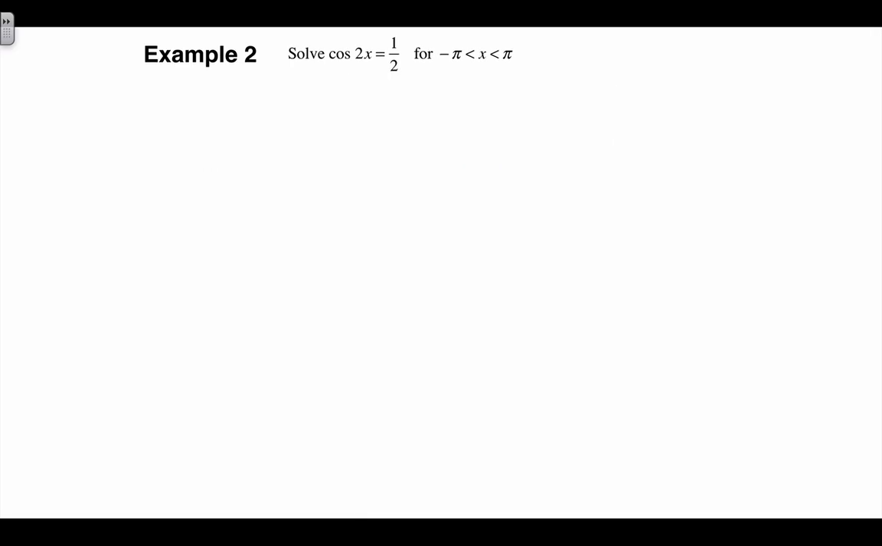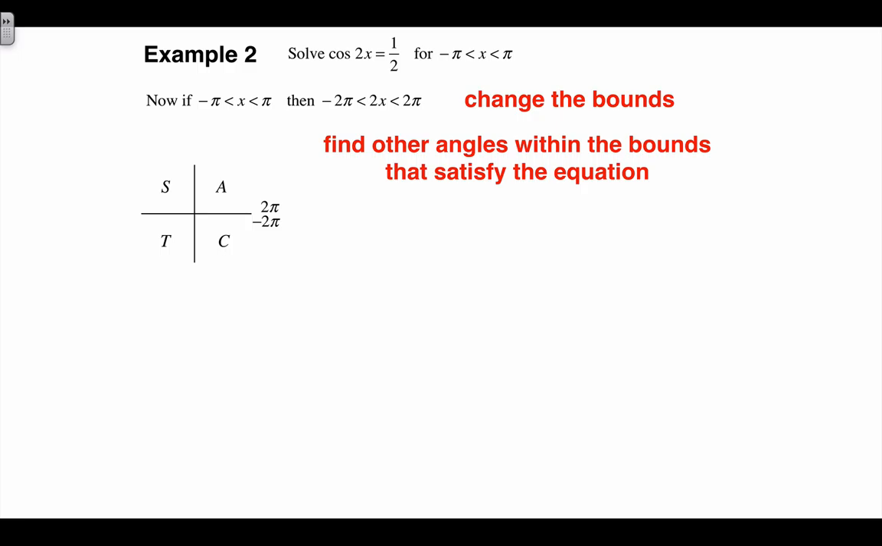Okay, a second question. Cos 2x is equal to a half. So it's a little bit different now to the first question because we're solving for 2x, not for x. I think the easiest way to do these ones is to first of all change the bounds. So originally we had minus pi was less than x is less than pi, but we want to know what happens for 2x. So we're multiplying everything by 2. Minus 2 pi will be less than 2x, which will be less than 2 pi.